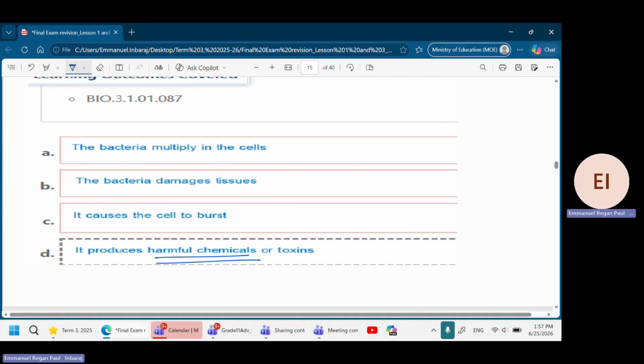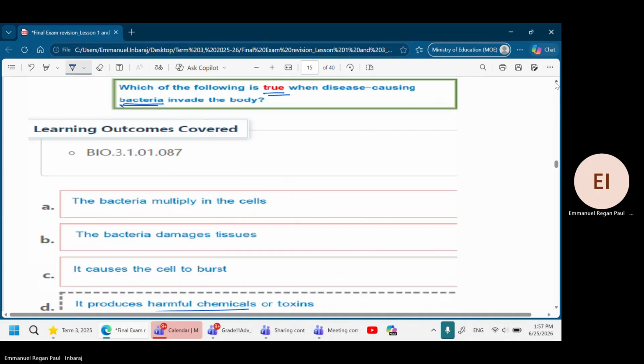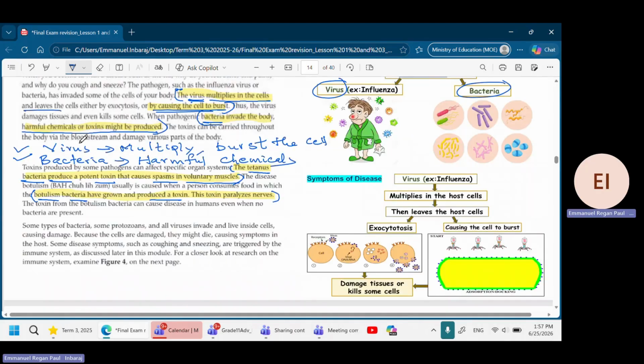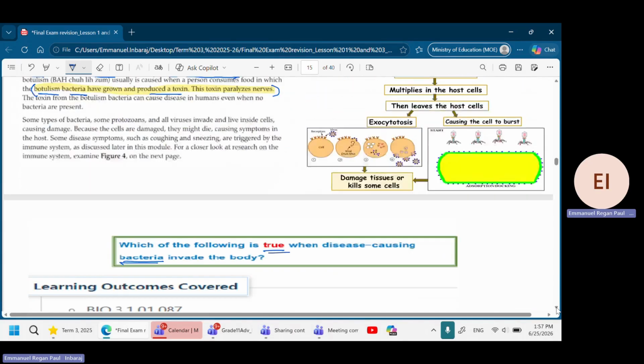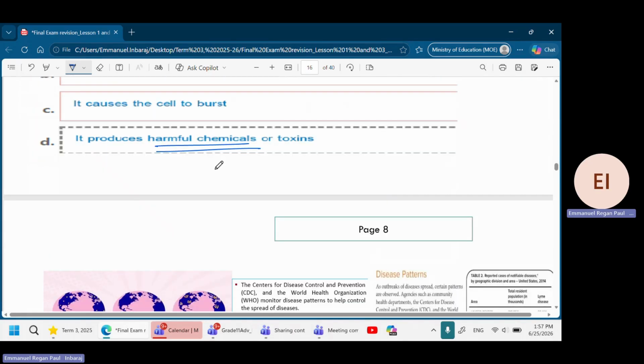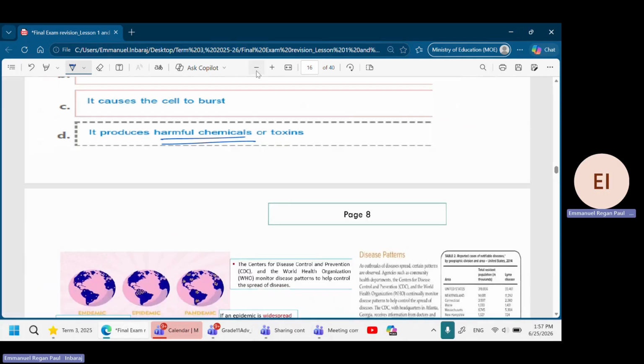Harmful chemicals. If it is a virus, the virus will multiply and it will burst. We have seen it. See here, I told you here. The virus will multiply and burst the cell. But bacteria release harmful chemicals or toxins. So the answer here is it produces harmful chemicals or toxins. Okay, so that is one of the questions from that page.